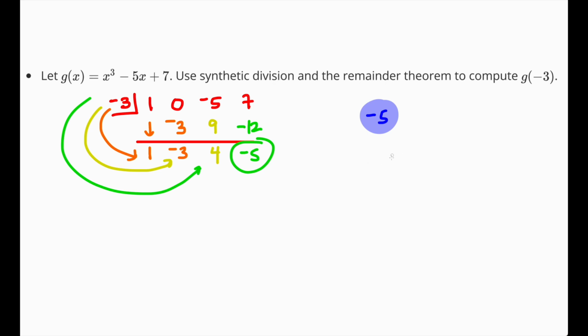But let's just say we want to check our work and do it that way. So it's going to be negative 27 plus 15 plus 7. Okay, well, this is 22. 22 plus negative 27 is negative 5. So it does check out. That is our answer for this problem, and we did it correctly. We used synthetic division and the remainder theorem.